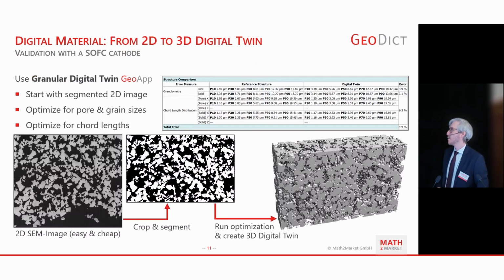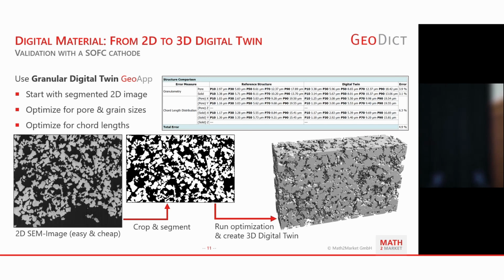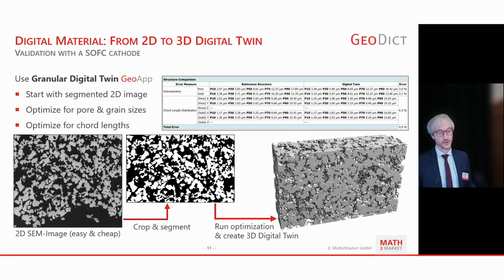As you have already seen in the talks, it was discussed a lot, so we think there's a lot of attention on this: the 2D to 3D digital twin. We now have the Geo app for granular materials only. You can start with a segmented 2D image and load that into the Geo app, and the Geo app will, based on this 2D image, retrieve the properties and create a 3D digital twin via optimization loops.